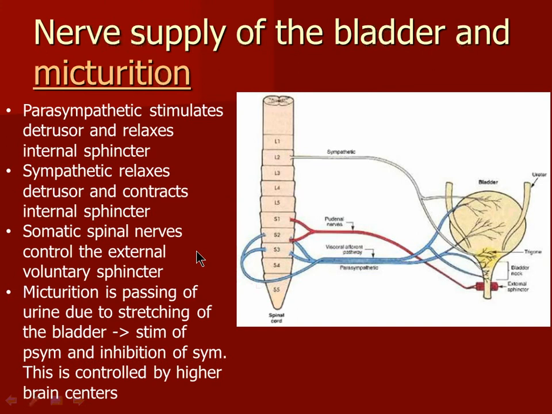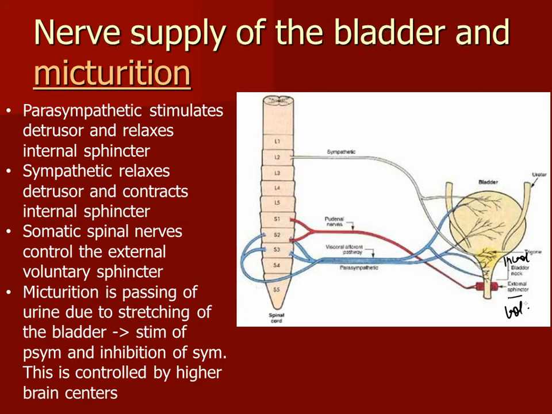So let's look at the nerve supply of the bladder and the process of micturition or the passage of urine. So here the sympathetic and parasympathetic act hand in hand, very similar to the digestive tract. Here we saw that the bladder had this muscle wall called the detrusor, and then at the bladder neck you had the involuntary sphincter, which was smooth muscle. And then on the outside we had the external voluntary sphincter.